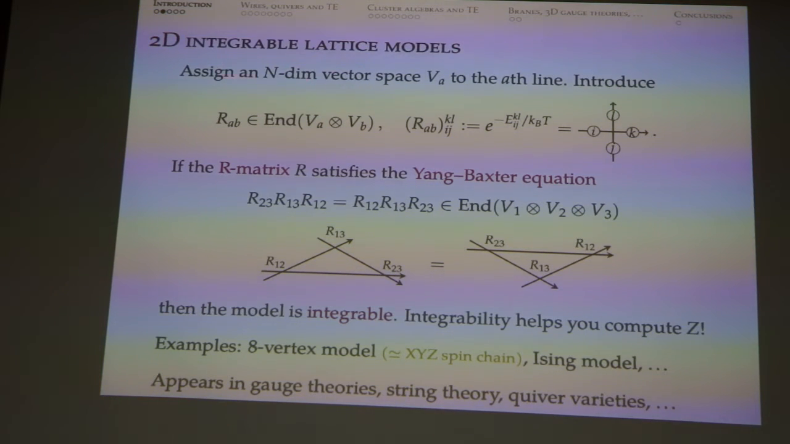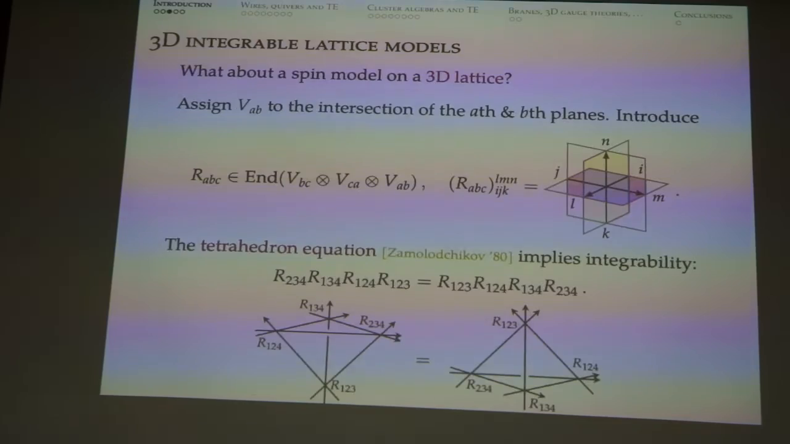But I have to stress that this is only about two-dimensional integrable lattice models. Okay? So the natural question is, what about three-dimensional models? Okay? So in 3D, there's something similar to the Yang-Baxter equation, which is less known. So what about spin models on a 3D lattice? How do you think about a 3D lattice? You want to think about a 3D lattice as created by intersecting planes.